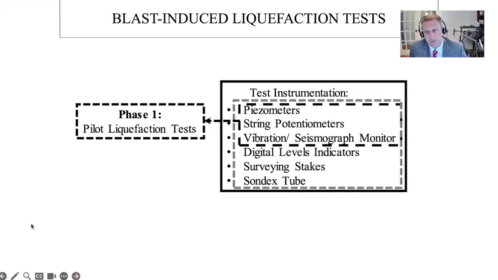The different tools that we use to monitor what happened: piezometers to make sure that we liquefied it, to see what our excess pore water pressure ratio is. String potentiometers, these were used to measure the surface deformation, and then vibration or a seismograph was used to make sure that we didn't cause any damage to the surrounding infrastructure.